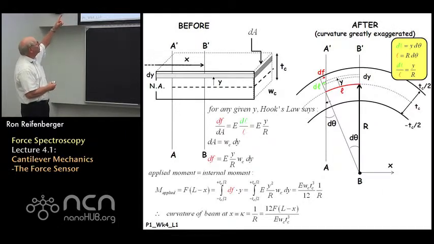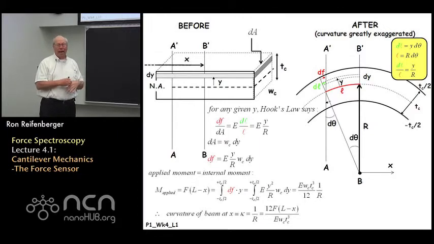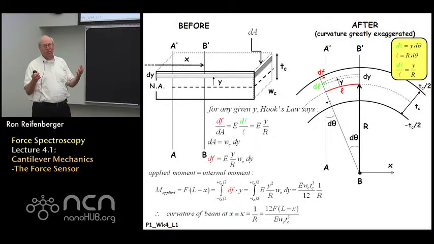I first give a schematic diagram of the cantilever, and I show the dimensions of the cantilever in terms of TC and WC. I pick a particular point X, where X is measured from the base of the cantilever. At any point X, Hooke's law has to apply, and Hooke's law basically says the stress is proportional to the strain. The proportionality constant is, of course, Young's modulus. We discussed that back in week 2 of this course.